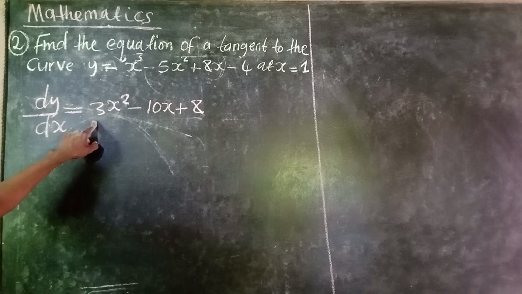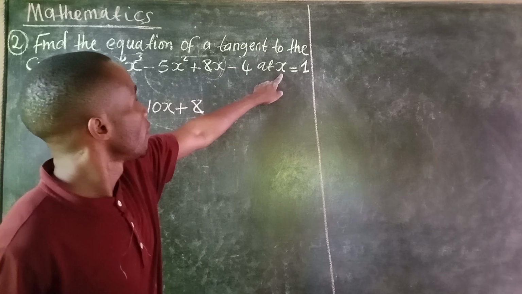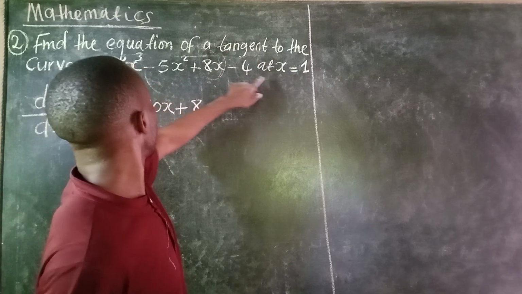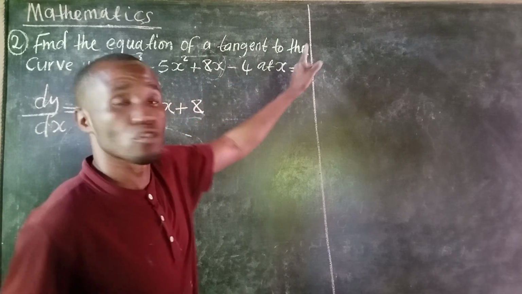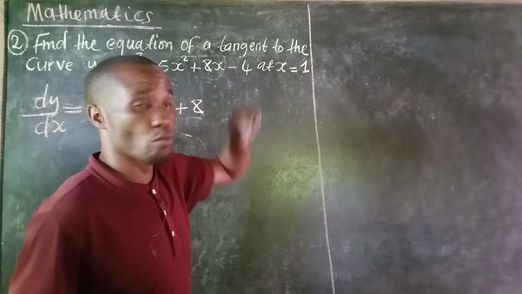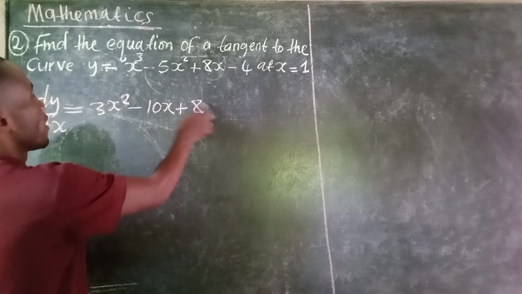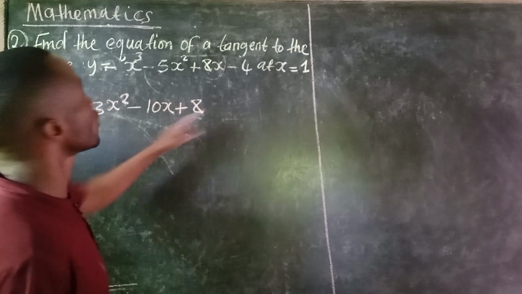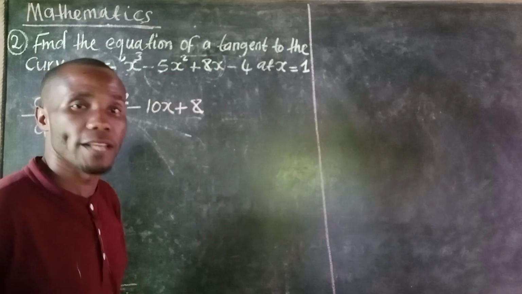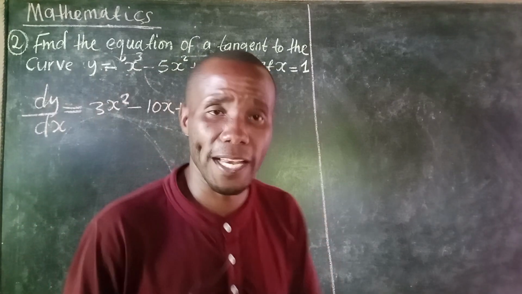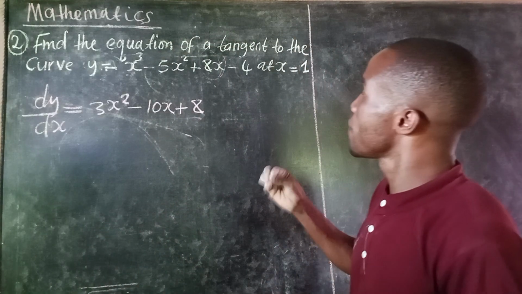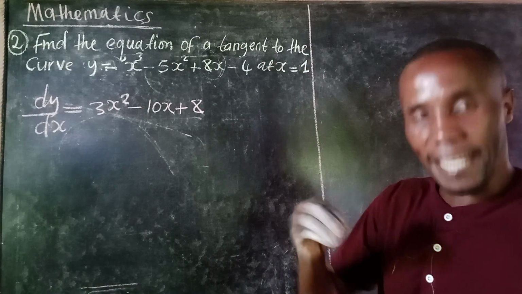Now remember, here they have gone on to say x is equal to 1. So x is equal to 1 simply means you are now going to substitute x here. Where there is x, you put 1, because that is the one they have given us, in order for you and I to have the constant gradient.